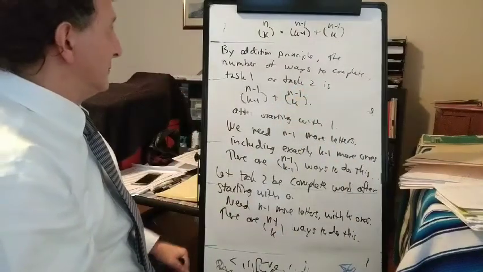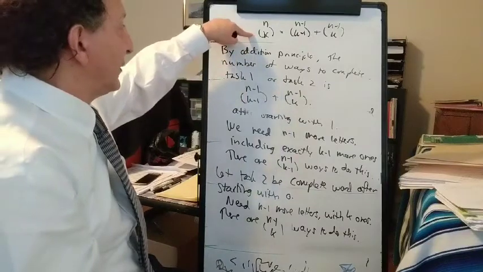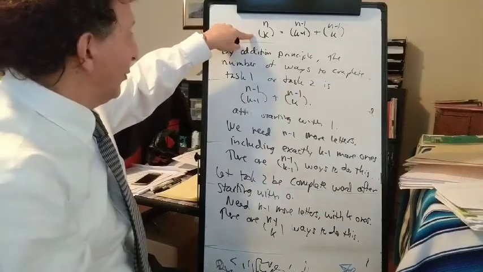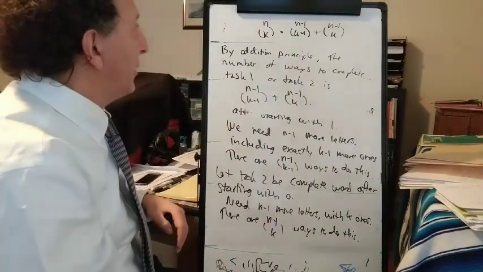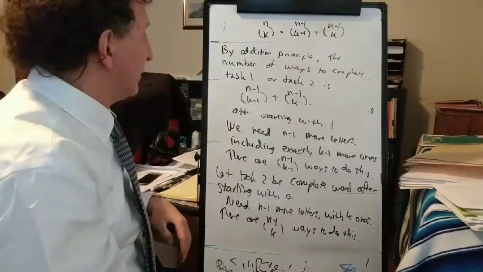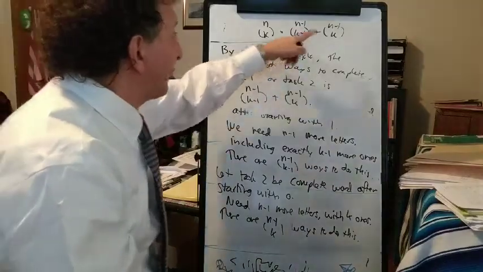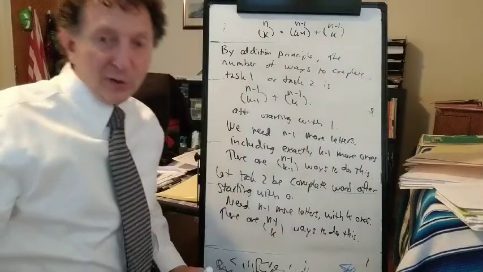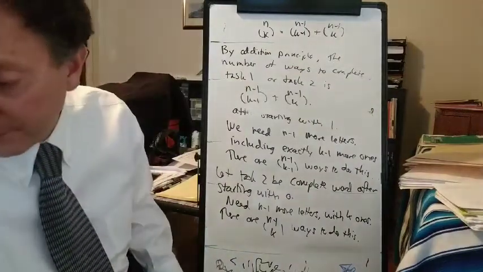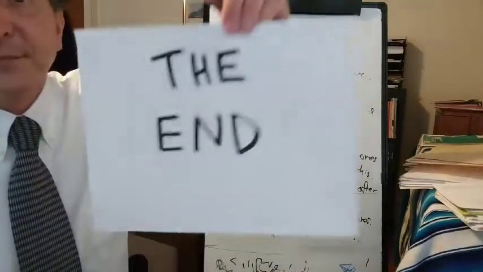And there we have it. So the left-hand side is the number of ways to create a binary word of length n having k ones. And the right-hand side has it broken down by number of words like that that start with 1 and the number of words like that that start with 0. So that's why these things are equal to each other. The end.